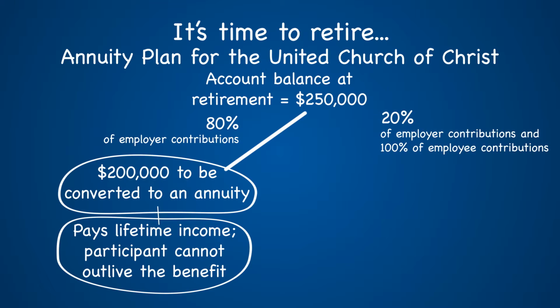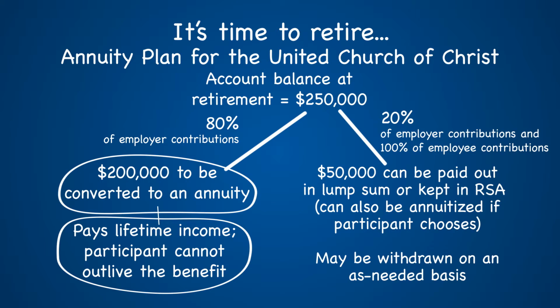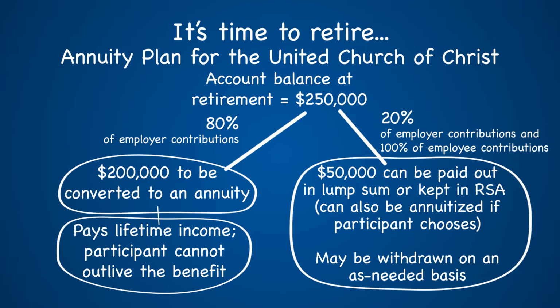The remaining 20% of account balance derived from employer contributions and up to 100% of the account balance derived from employee contributions can be taken in the form of a lump sum, rolled to another plan or an IRA, or kept with the pension boards in a retirement savings account, also known as the RSA.